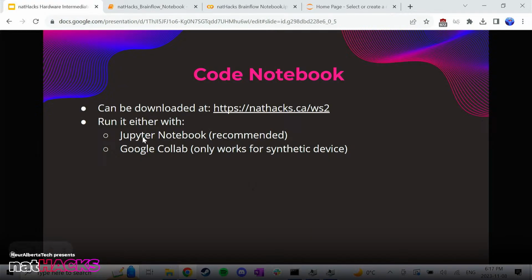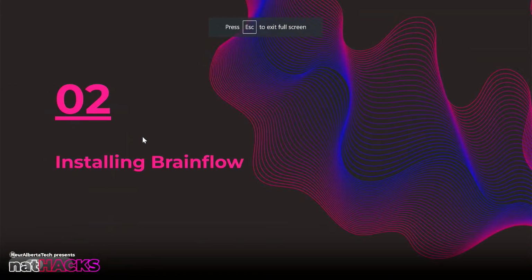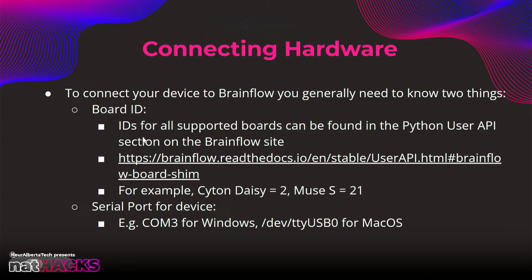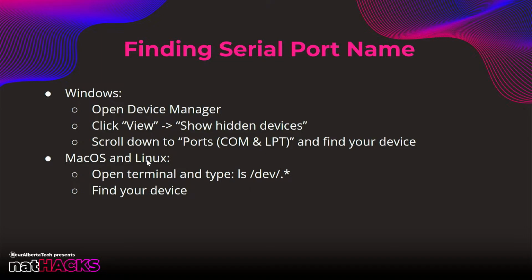Actually, sorry, I forgot to go over something real quick. I only went over Windows. To find your serial port, if you're on Mac or Linux, you can open your terminal and type ls /dev/tty.*, and that should list all of the devices that match that path. Then you should be able to spot your device in there, and it should say the name of the serial port it's connected to, similar to on Windows.